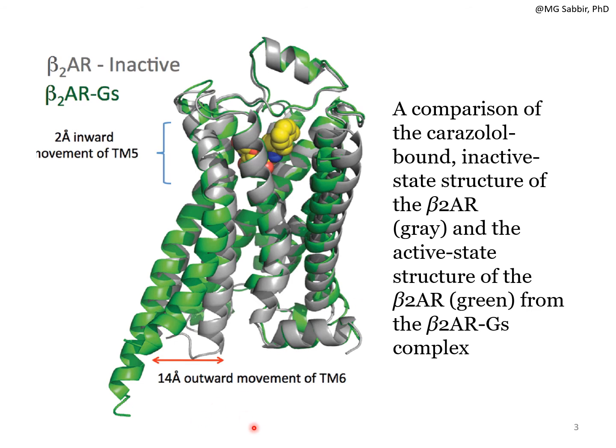As you can see, the agonist binding to the active site caused a 14 angstrom outward movement of transmembrane 6 and a 2 angstrom inward movement of transmembrane 5. Now in the next few slides, I will explain how this outward movement of transmembrane 6 caused a conformational change in the trimeric G proteins.